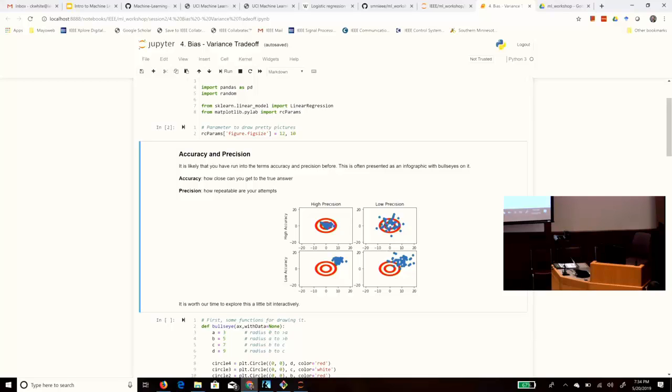If anything, I'm probably low accuracy and high precision. I'm really good at missing and pretty precise about it. So this is me, low accuracy, high precision, and then there's low accuracy and low precision.